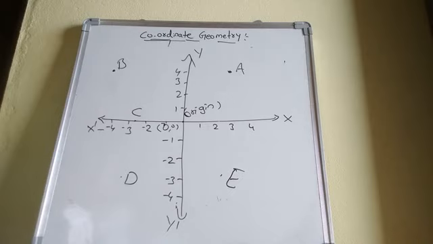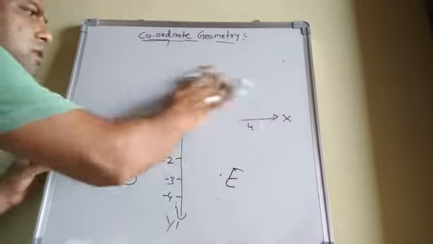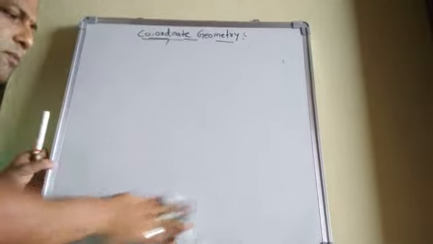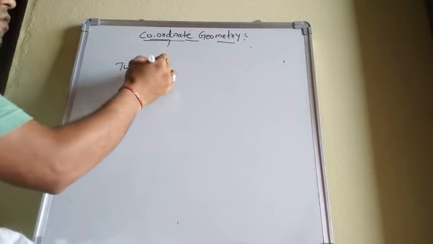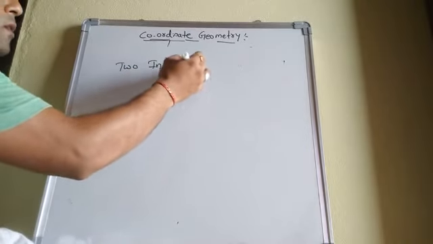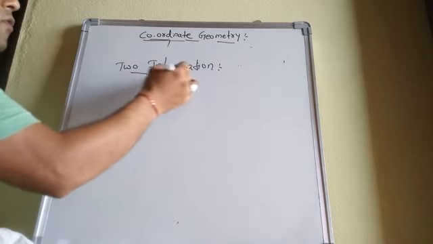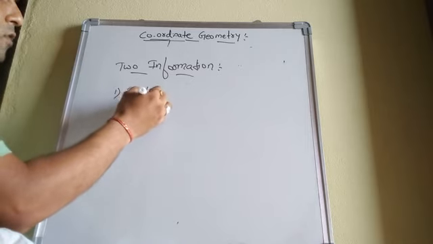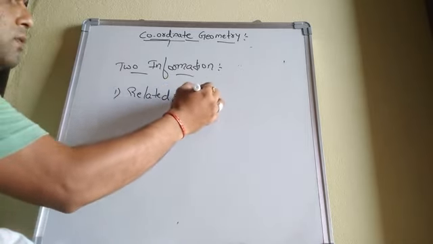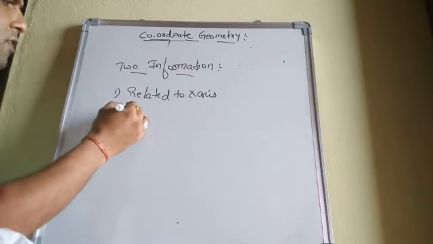Initially we understood that to represent a point on a plane, we require two pieces of information. What will be those two? One will be related to the x axis, and another will be related to the y axis. To represent a point on a plane, we require two pieces of information: first related to the x axis, and second related to the y axis.